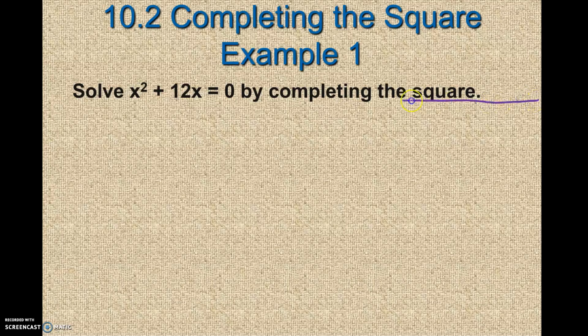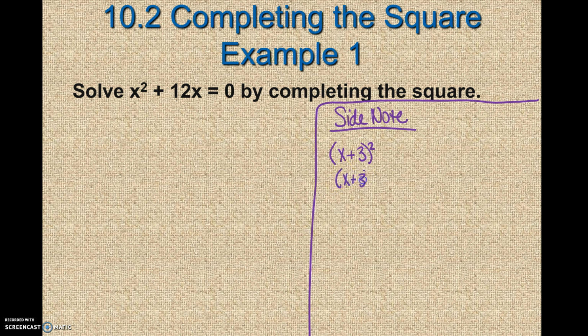Before we begin with actually completing the square, I'm going to divide this slide up and put a little side note. If you want to do this in your notes, you can. If you just want to pay attention to it, that works too. If we have something like x plus 3 squared, do you remember that that is really x plus 3 times x plus 3? Yeah. And if we FOIL it out, however you call it, we get x squared plus 3x plus 3x plus 9. There are two 3x's in the middle, so that ends up becoming x squared plus 6x plus 9.